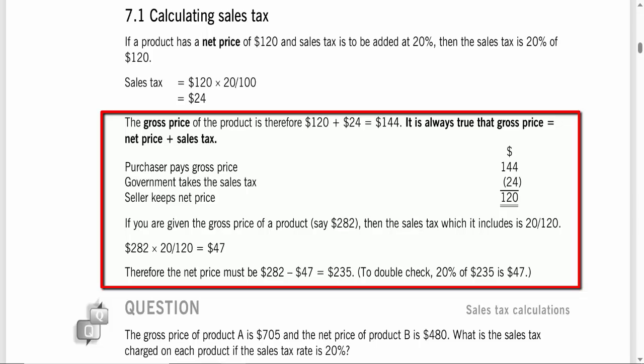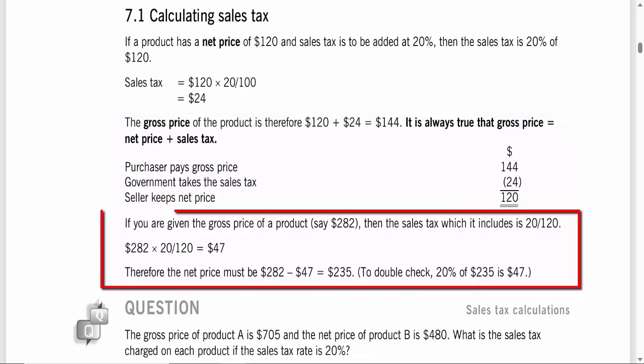5. Where the money goes. Purchaser pays the gross price, here, $144. Government receives the sales tax amount, here, $24. Seller retains the net price, here, $120 as revenue.